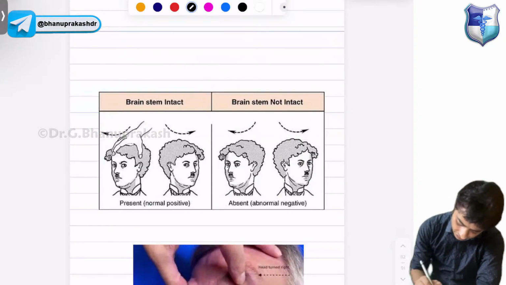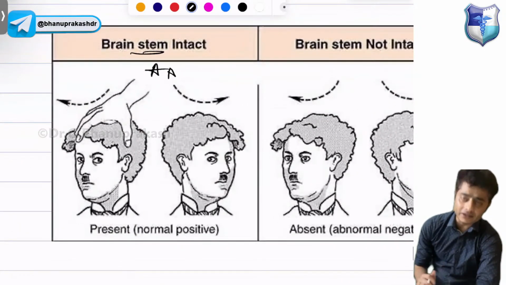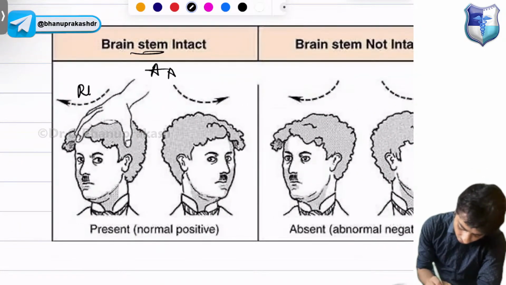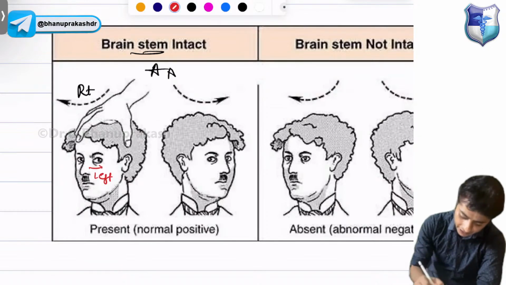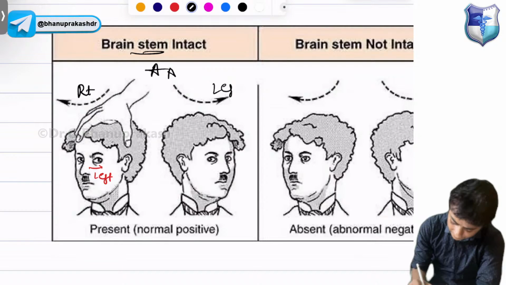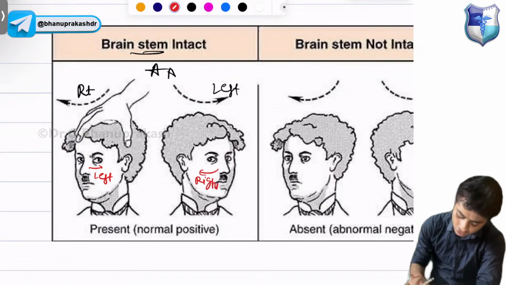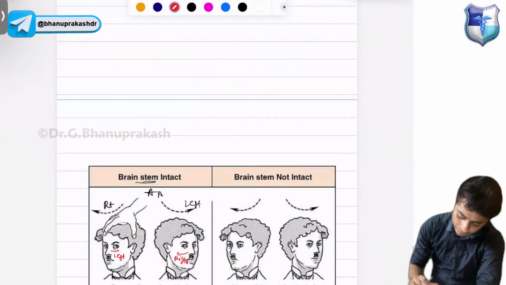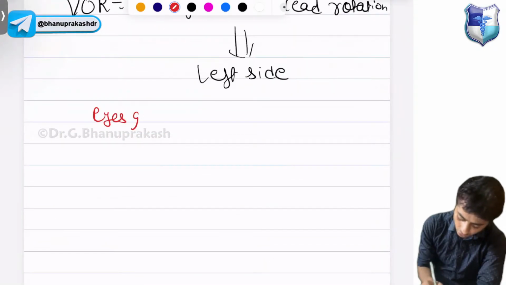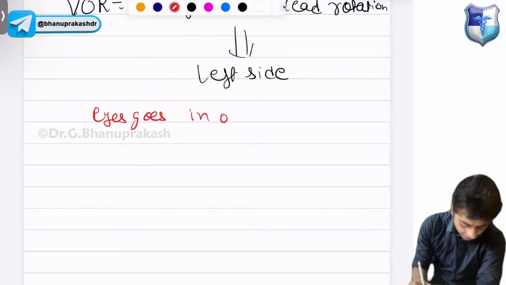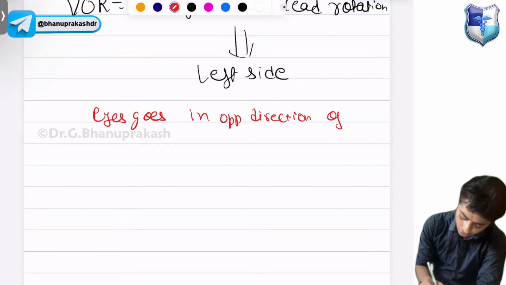Now see this patient. In this patient, the brainstem was intact. Brainstem क्या थी? Intact थी. So when he is moving his head to right side, eyes कहाँ जा रही है? Eyes जा रही है left side. And when he is moving his head to left side, eyes किधर जा रही है? Eyes right side जा रही है. So eyes are going in opposite direction. Eyes go in opposite direction of head rotation.